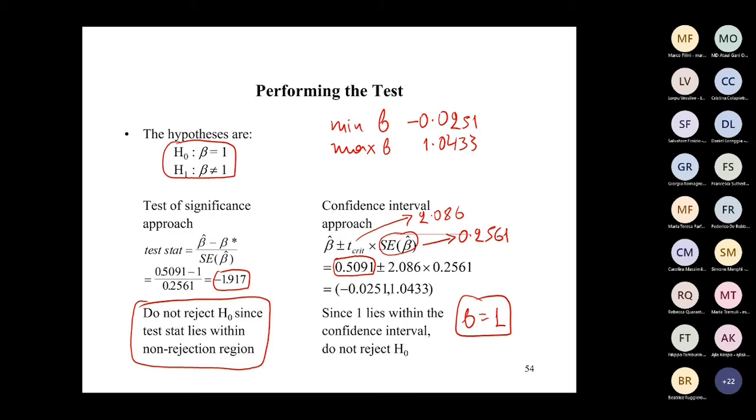Yes, it's inside the interval, so I cannot reject the null. The null says that beta can be 1. What about 0? Beta equals 0. Can I reject the hypothesis that beta equals 0? No.